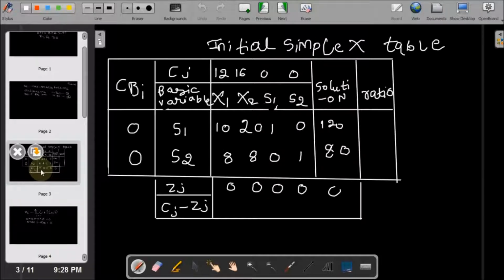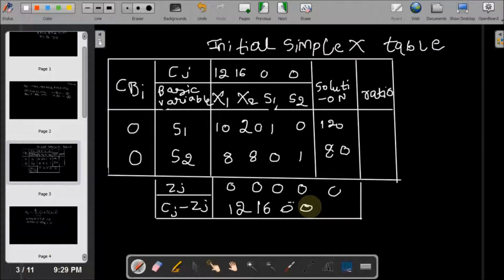Now what is Cj minus Zj? Cj value, you know that, right? Cj 12 minus 0 is how much? 12 only. Very simple. Cj value 12 minus 0, how much? 12. So everything will be the same values only, because 16 minus 0 is what? 16. 0 minus 0, 0. Again 0. Getting, guys?